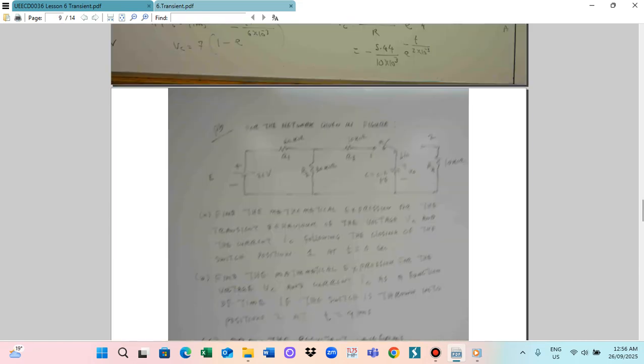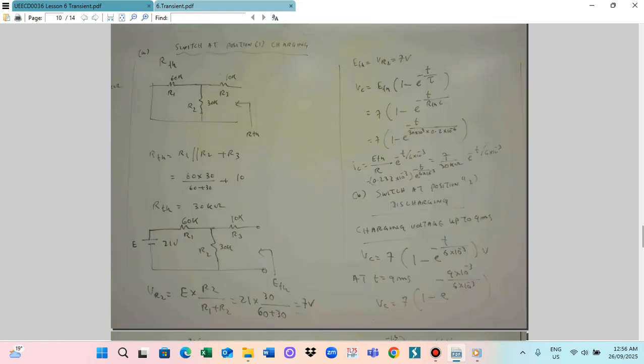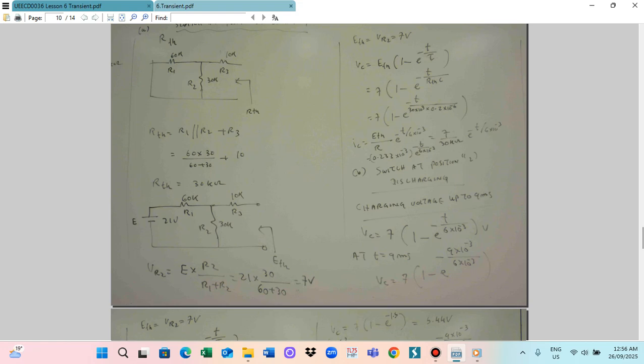In this case, we substitute E as 10 volt: 1 minus e power minus t by tau. Tau is R1 multiplied by C, that is RC. R1 is 100 into 10 power 3 ohm, and the capacitor is 0.05 into 10 power minus 6. By this way you can calculate for the VC.